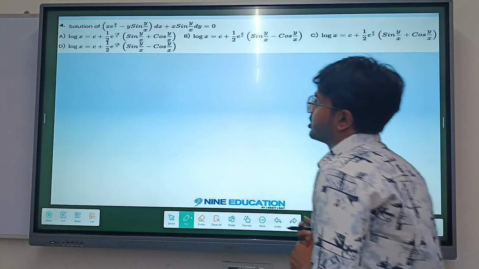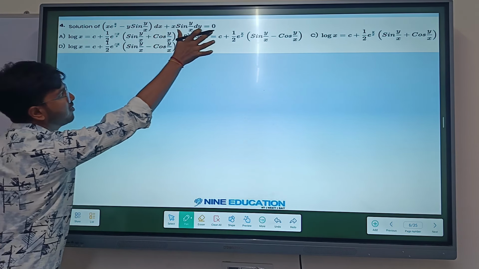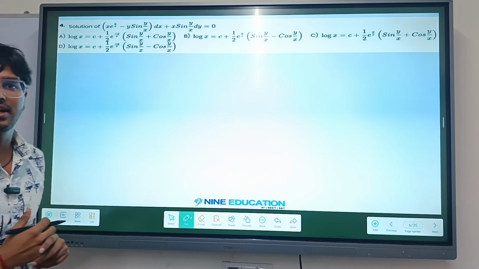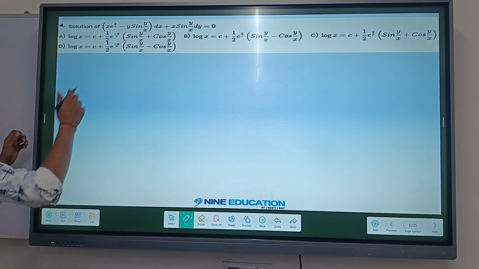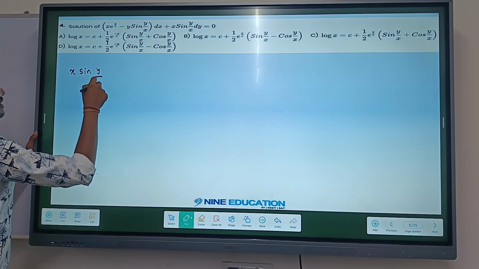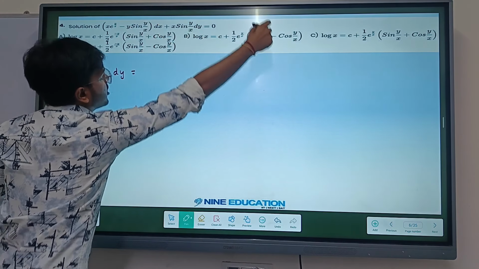Okay, so the next question, which is also on differential equations. You have to find the solution of the given differential equation. If you look, we have lots of y by x terms. So we have to substitute y by x as something to make things more simplified. But let's simplify it first. How can I simplify it? Let's take dy on one side and dx on the other side. So this whole thing will go here.